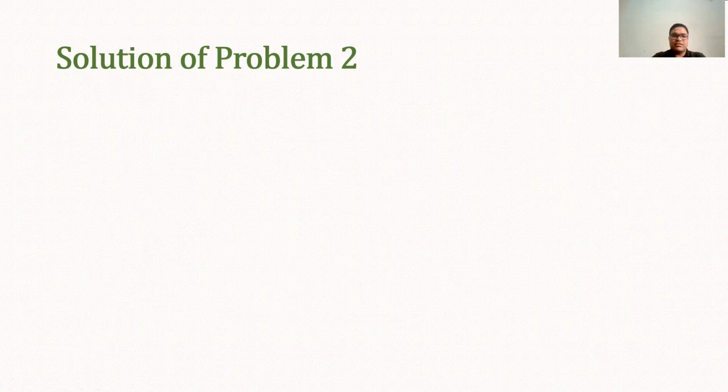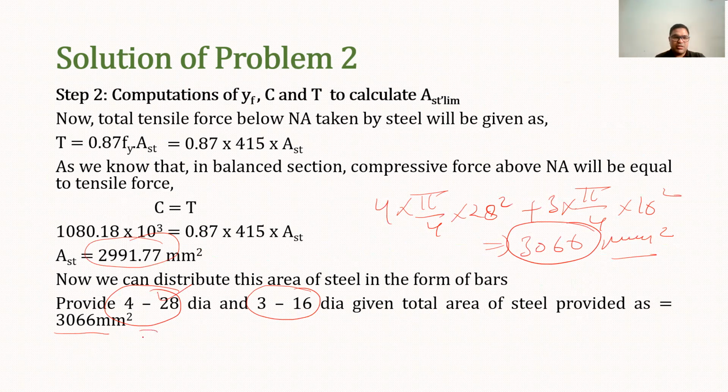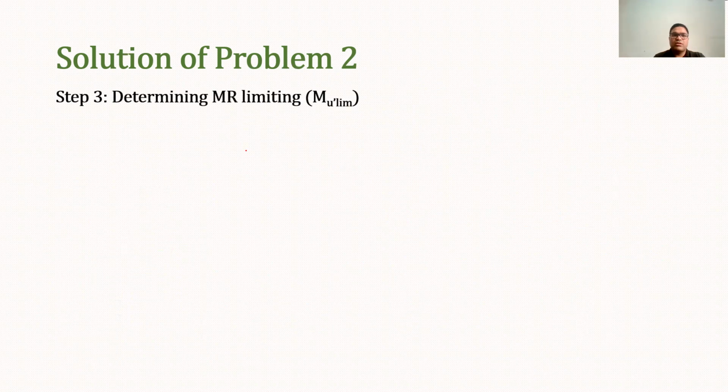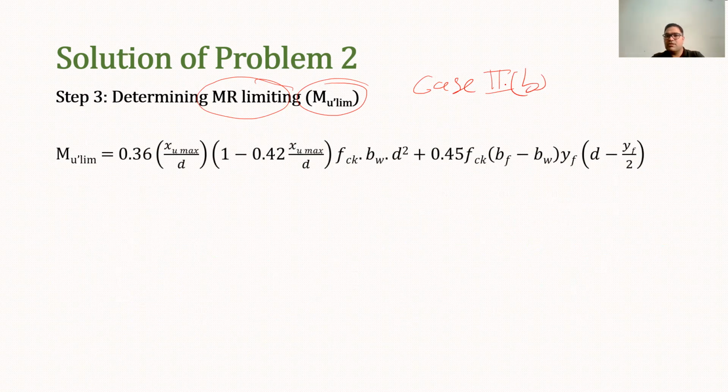So that is the area of steel, limiting steel. This is AST limiting. This is one parameter that we are required to find out in this problem. Now the second parameter is to find out the limiting moment of resistance, or MU limiting. For case 2b, the governing equation of moment of resistance I have already explained in the previous lecture, and the equation is this one: 0.36 XU max by D, and this 1 minus 0.42 XU max by D.